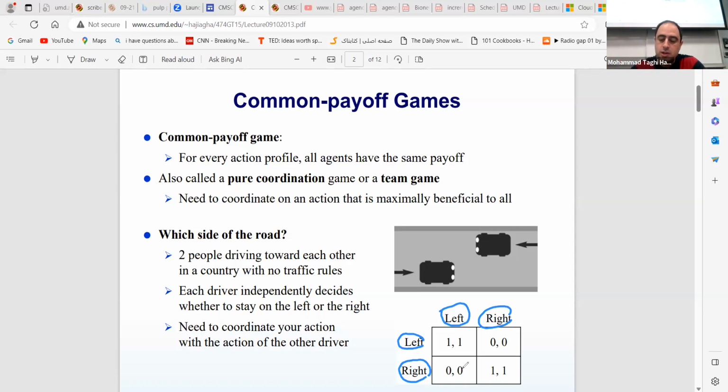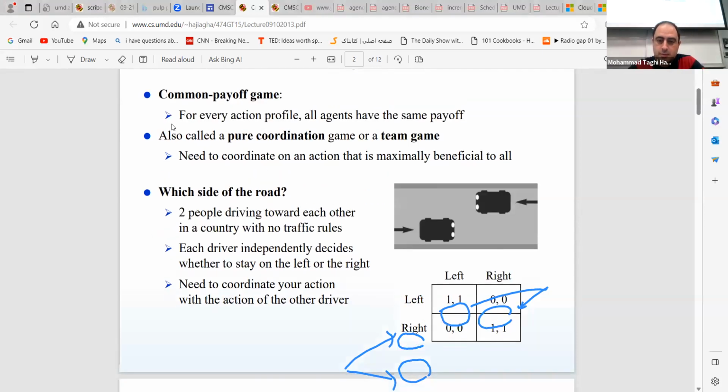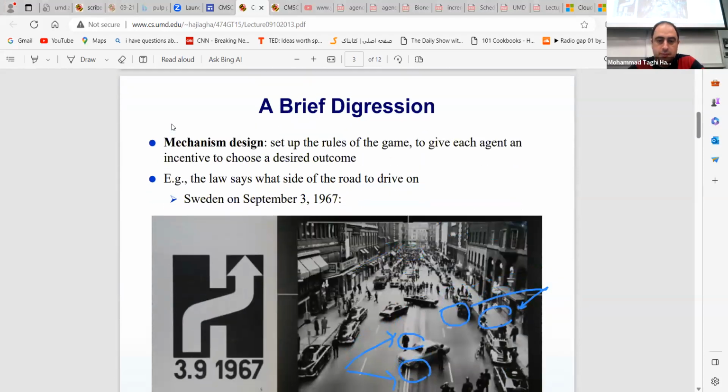For all action profiles, for all vectors of actions, and note that actions and pure strategies are generally the same here, for these actions that they are taking, these pure strategies, they get the same payoff. So that's the which side of the road game and important common payoff games. Let's go. And we are referring to these games a lot later.